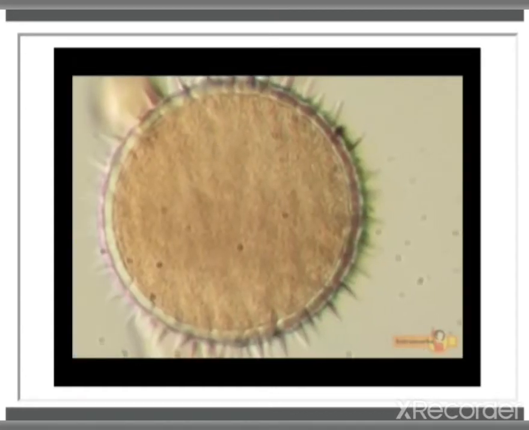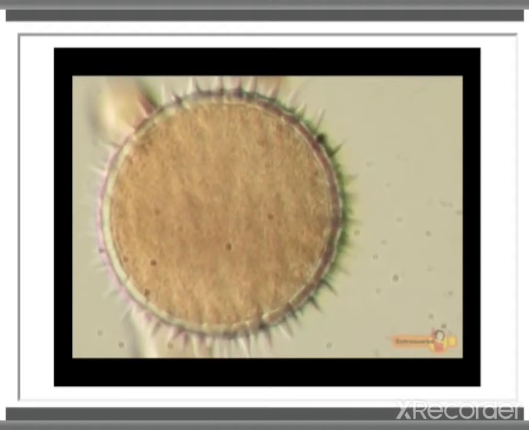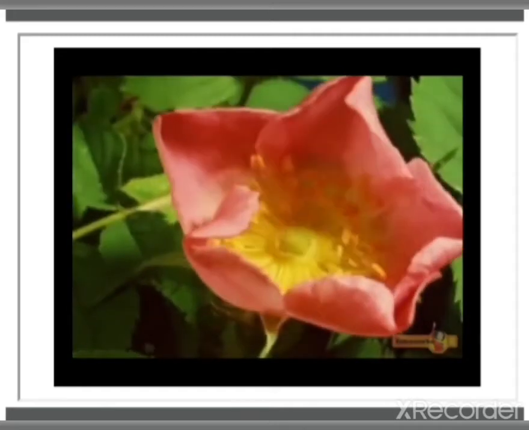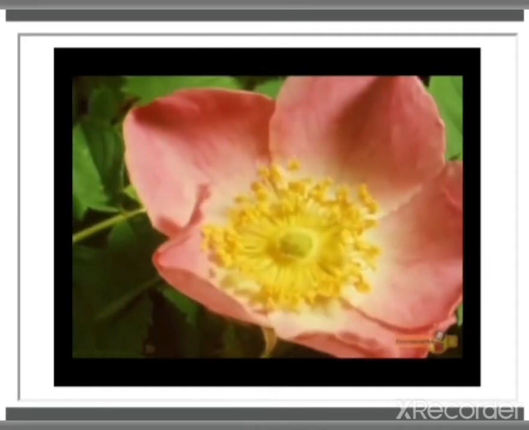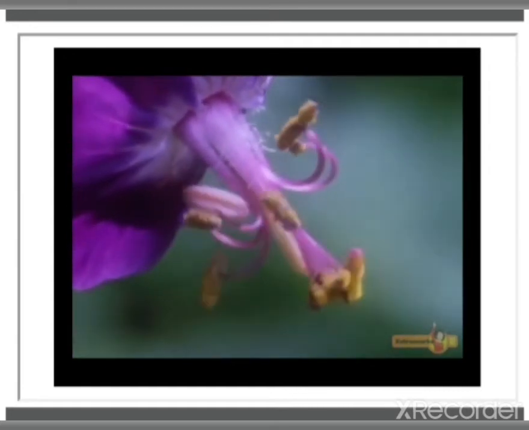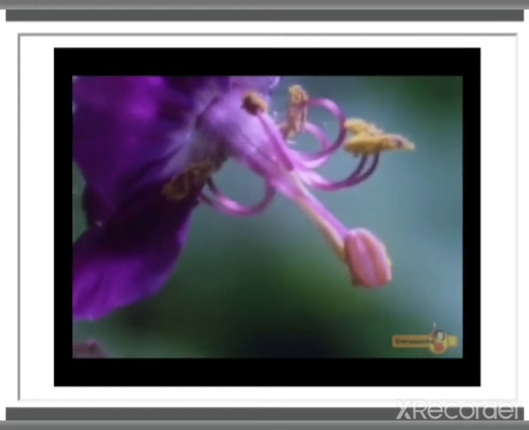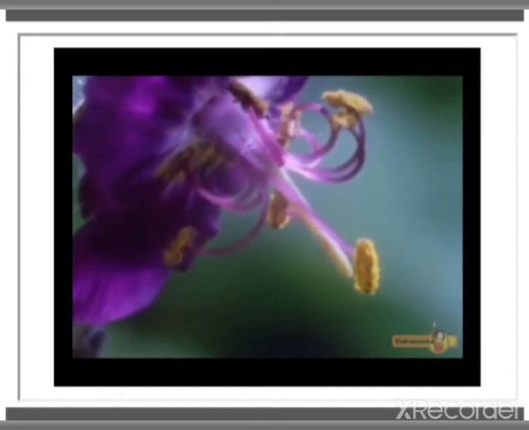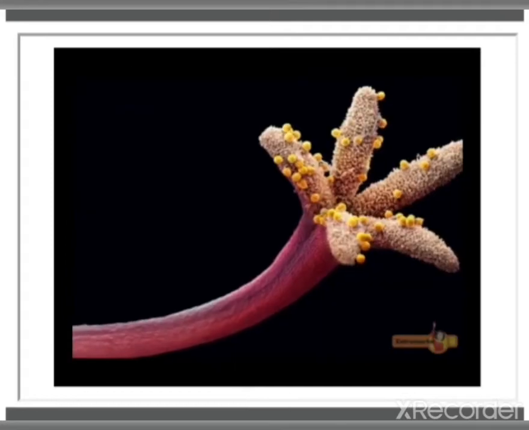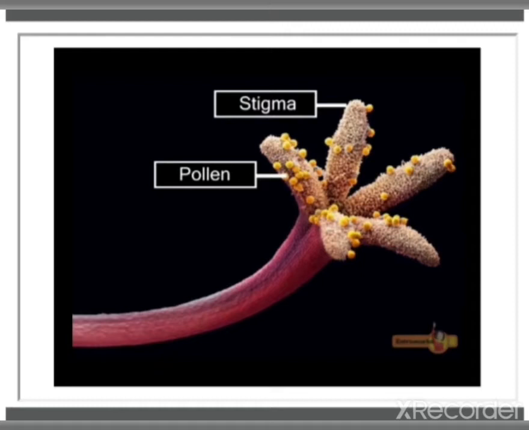The wall or covering of pollen grains has two layers, the outer exine and the inner intine. The study of external morphology of mature pollen grains is called palynology. Many insects and bees eat pollen and hence act as vectors for the transfer of pollen from the anther to the stigma of the flower.